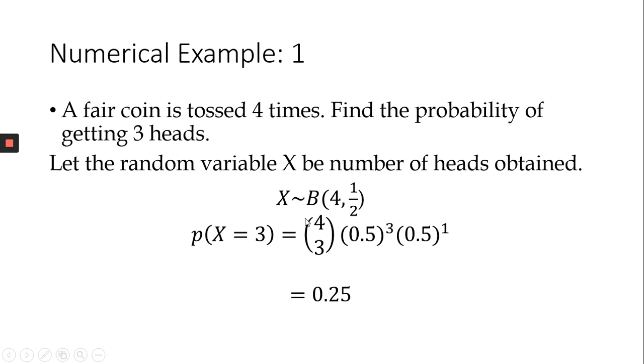With me here, I have a numerical example, example number 1. A fair coin is tossed 4 times. In other words, our n is equal to 4. Find the probability of getting 3 heads.